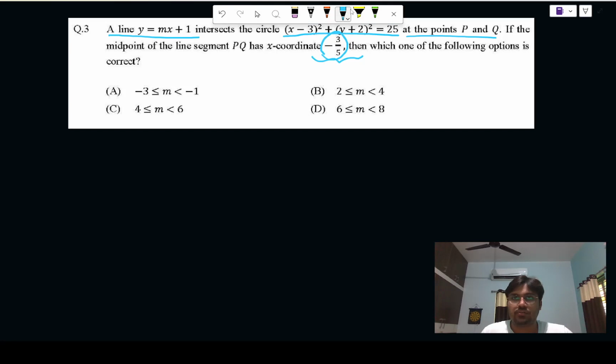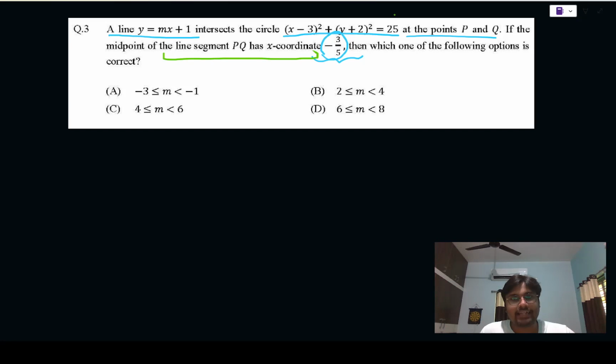So let me just go ahead and do that in a different color. Let's say green. One thing to note here is that since they are saying that the midpoint of the line segment PQ has this x coordinate, I would preferably want this equation to be a quadratic in x. That's why I would substitute y as mx plus 1, not x as (y minus 1) upon m. Of course, when you have two equations and two unknowns, there are two ways of substitution. You can substitute any value with the other, right? So one can always substitute x as (y minus 1) upon m and then solve for y, but that will not serve the purpose because we have been given information about x.